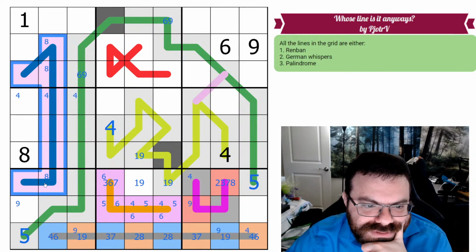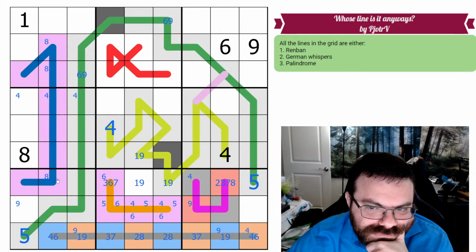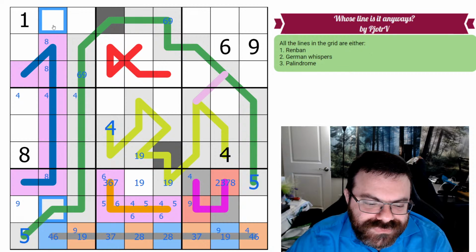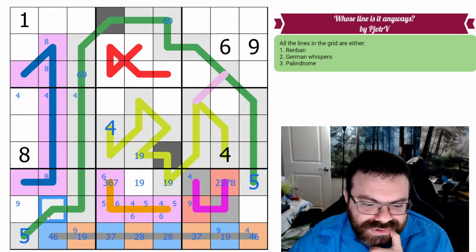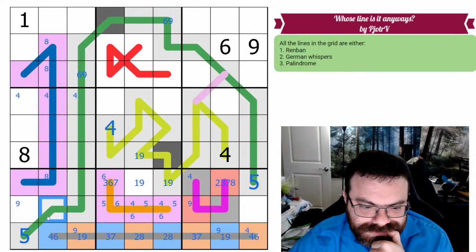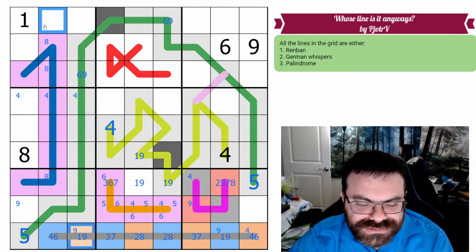Knowing this is Renban didn't help as much as I thought it would. It's missing a 1 or 9, which means none of these are 1, 9. So I don't know how to mark it, but wait, this can't be 9, right? So either we have a 9 here or a 1 here, or both. So there's a strong link between the 1 and the 9 here. So a 1 here puts a 9 here. And it would put a 1 here.